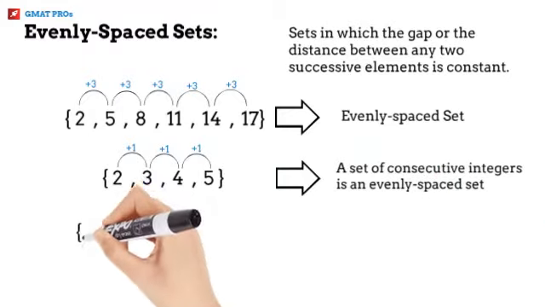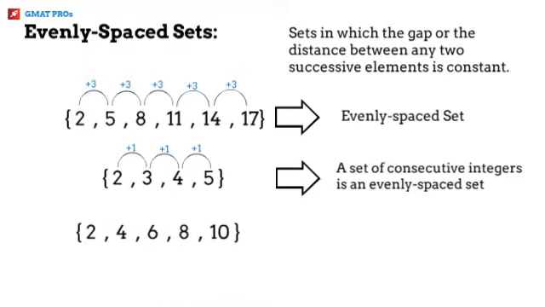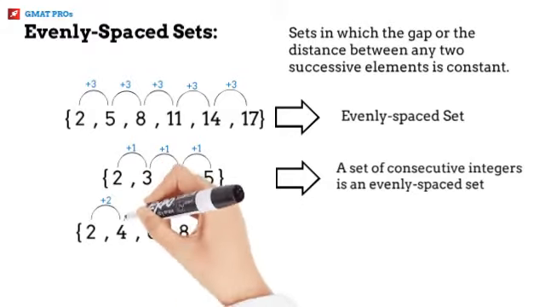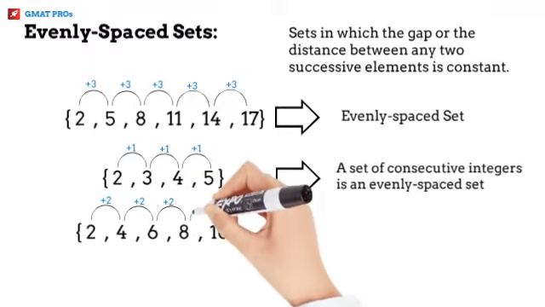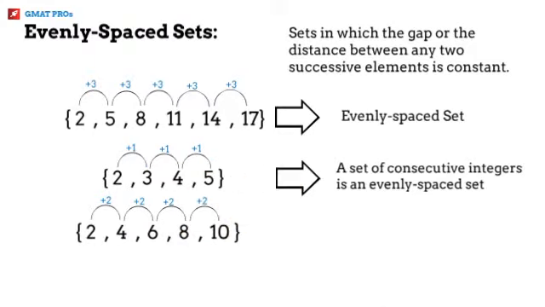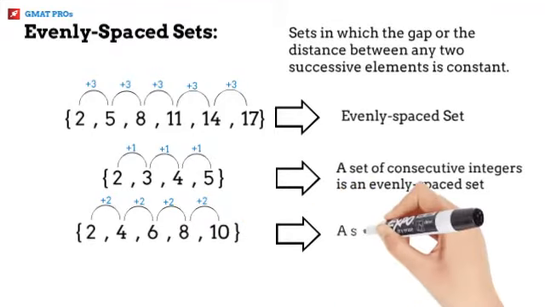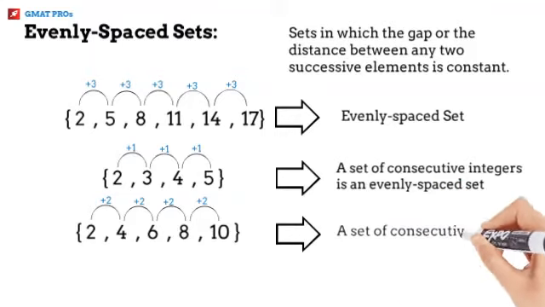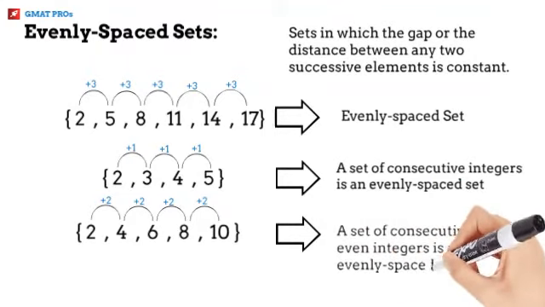Let's have a look at another example: a set of consecutive even integers. The distance between 2 and 4 is 2, and the same thing between 4 and 6, 6 and 8, and 8 and 10. Therefore, a set of consecutive even integers will always be an evenly spaced set.